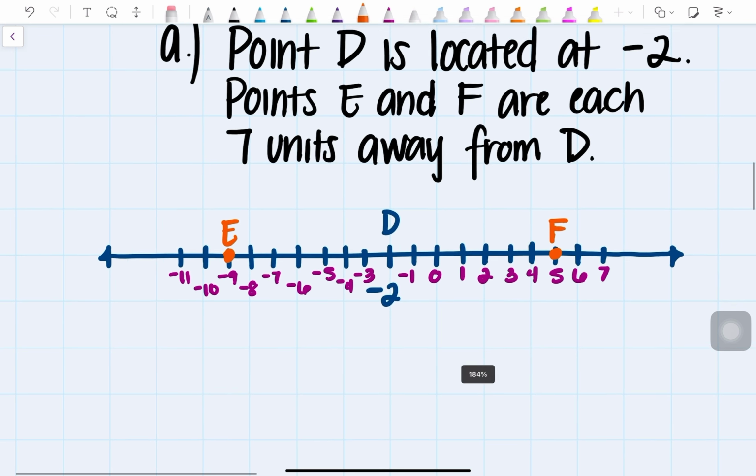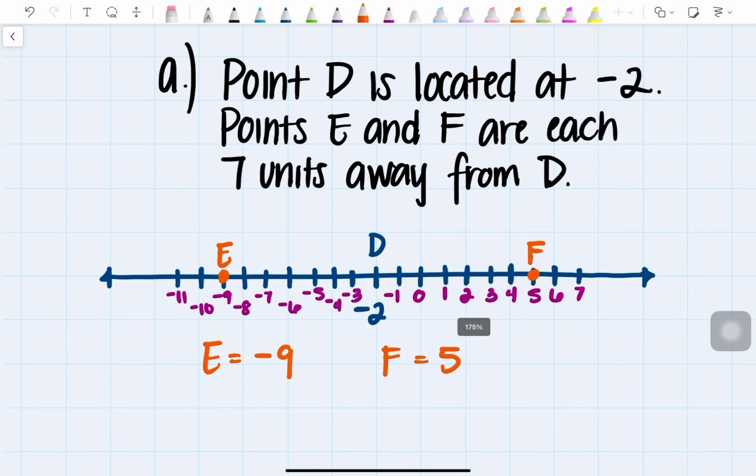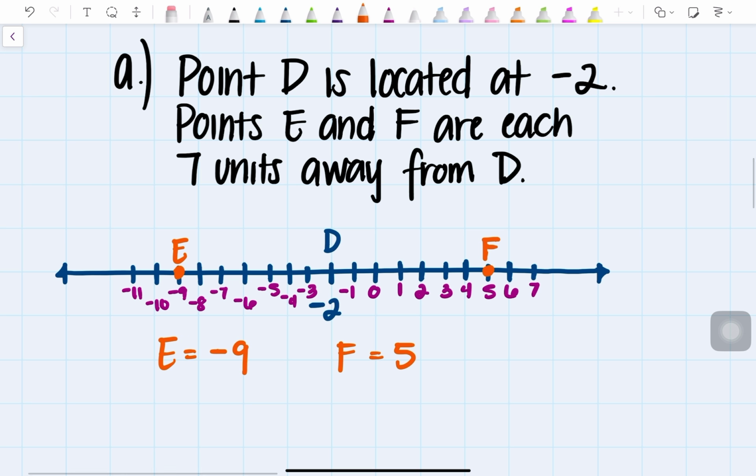So I'm going to say that E is located at point -9. So E is on -9. And F in this case, guys, is on 5. Right? Now, one thing I want to show you guys is that for F, we move to the right side. We move to the right. And for E, I move to the left.